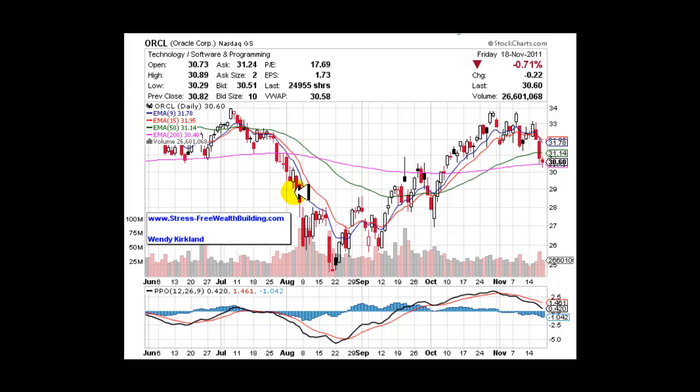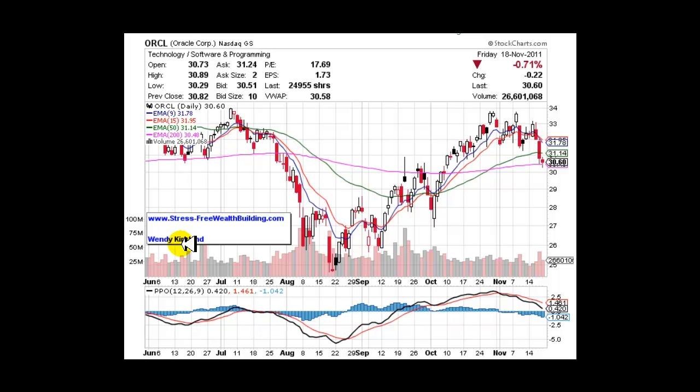These marks up here on the chart are candlesticks. Each one is the movement of the price of Oracle for a particular day. If we go over here to the right, the farthest to the right, this is the most recent candle. We could say that this happened today. This was yesterday. This was the day before. And as we move toward the left, we're going back in time.